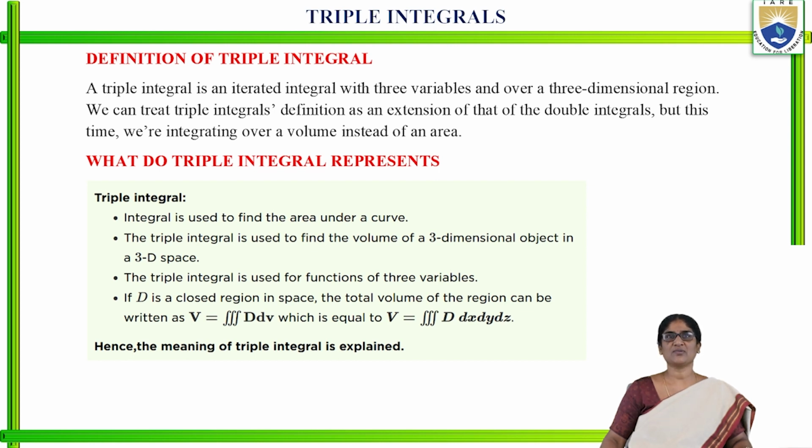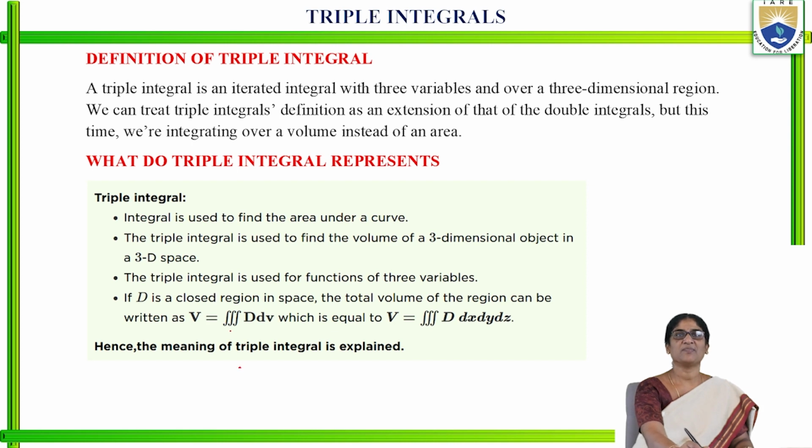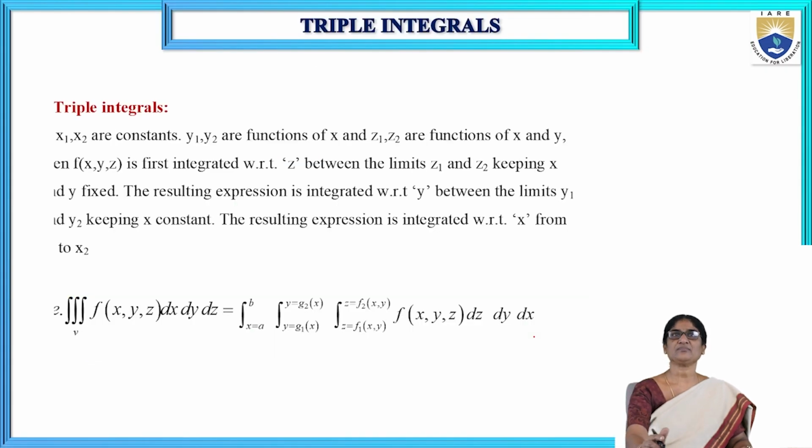If D is a closed region in space, the total volume of the region can be written as the triple integral over D of dV, which is equal to the triple integral of dx, dy, dz. And this is used to find out the volume of the given region. Hence, the meaning of the triple integral is explained.